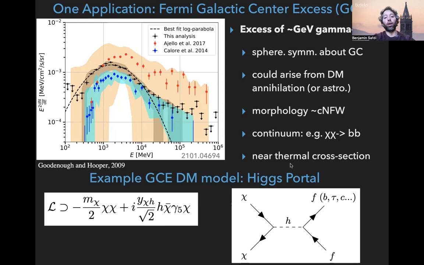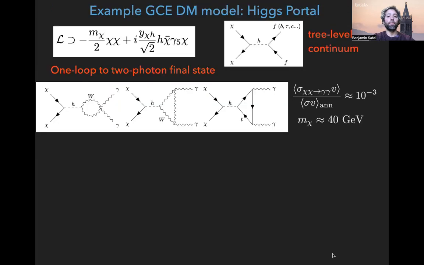One example of a dark matter model, which can explain this excess, is a Higgs portal model with a Lagrangian like what you can see here for a Majorana fermion chi. Here you can annihilate through the Higgs portal into standard model fermions. So in addition to annihilating to standard model fermions at tree level, you also, and this is rather generic, have a 1-loop contribution into 2 photons. And if you work it out, you'll see that the ratio of the loop cross-section to 2 photons versus the tree level annihilation cross-section is around 10 to the minus 3, assuming a 40 GeV dark matter mass, which is what you need in order to explain the galactic center excess.